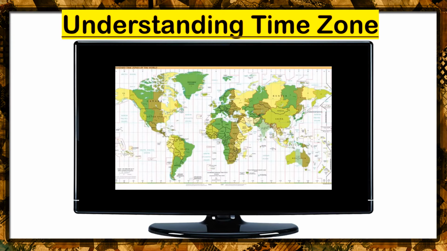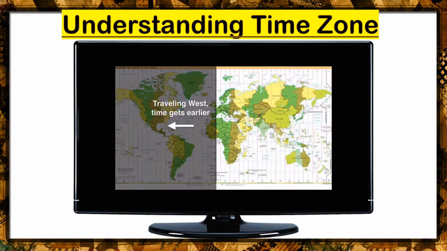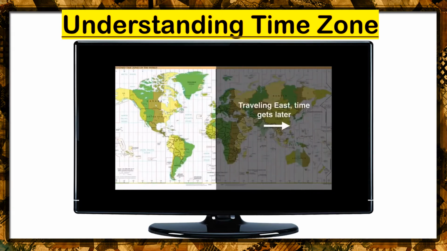But for the most part, every line of longitude marks a time zone. If you are traveling west from the prime meridian, time gets earlier. You go back in time, not literally, but when it's a certain time at the prime meridian, any position west of that is going to be earlier in the day. On the opposite side, if you're traveling east, the time is getting later.